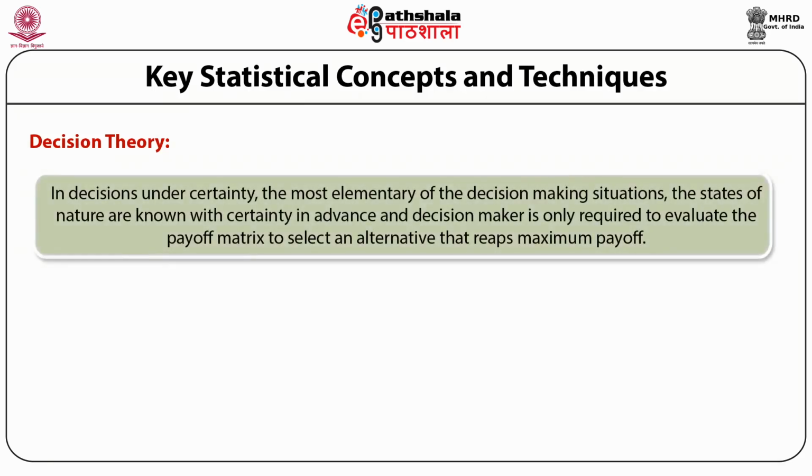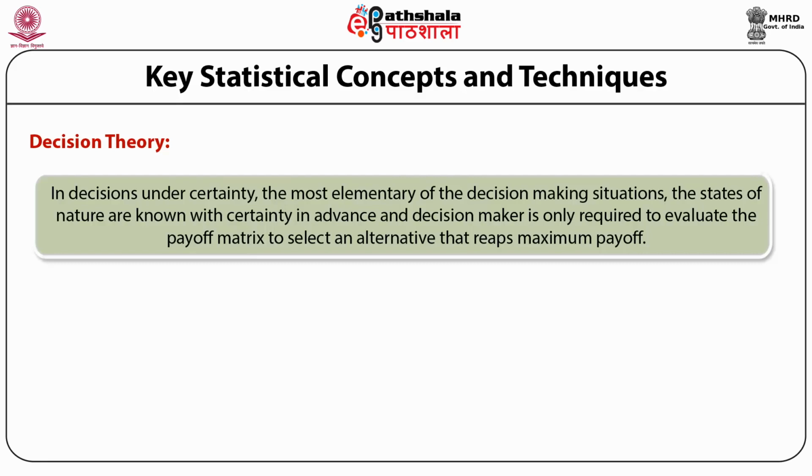In decision under certainty, the most elementary of the decision making situations, the states of nature are known with certainty in advance, and the decision maker has only one thing to do: he has to see in which state of the payoff matrix one can reap maximum benefit. So the outcomes are certain and the alternatives are known, so one can choose that alternative where the benefit is maximum.